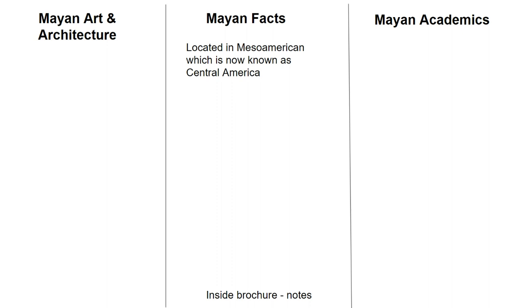And so we learned that the Maya were located in Mesoamerica, which is now known as Central America. So please write that down. Then we also learned in Mayan architecture that they created stone temples and pyramids. So that's a section under the Mayan art and architecture.